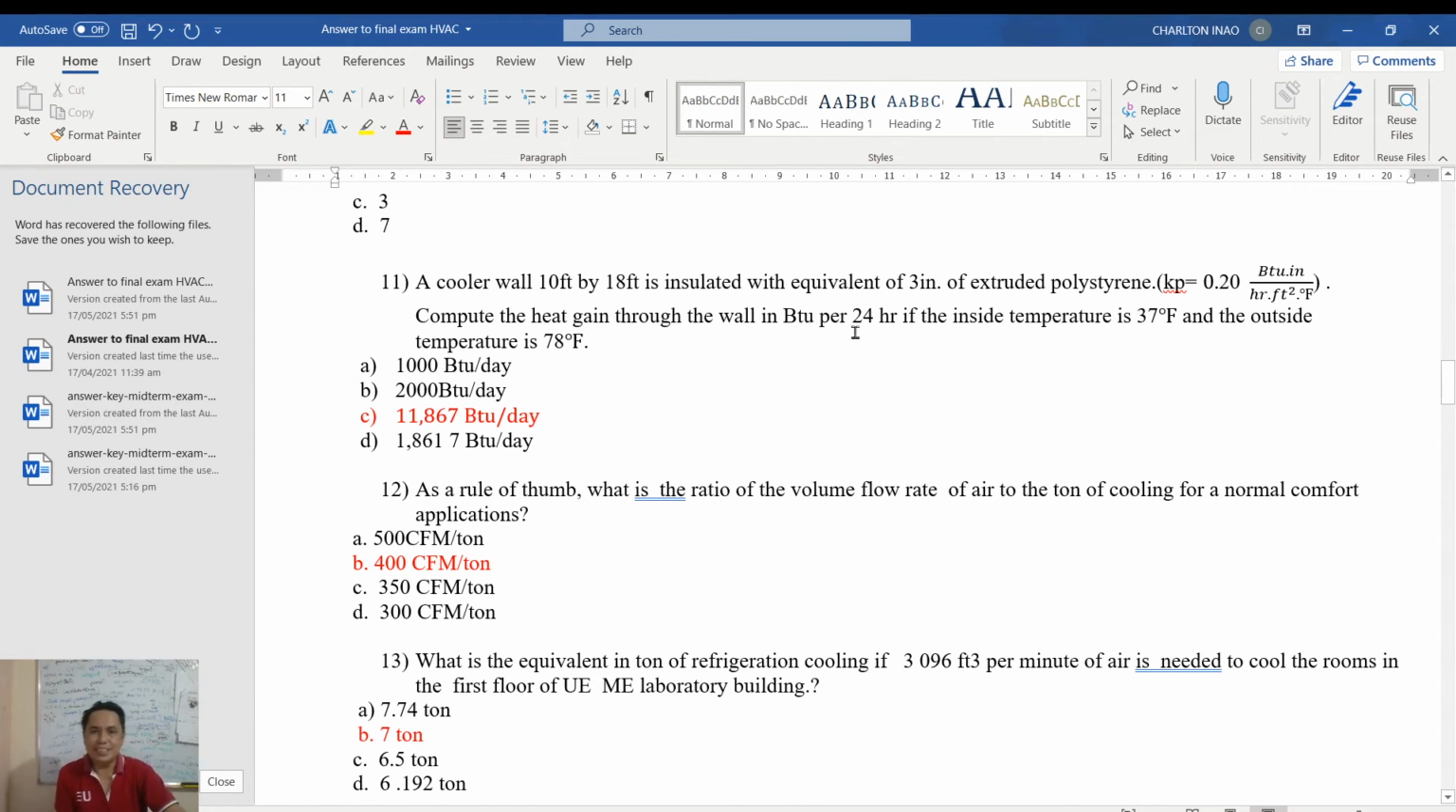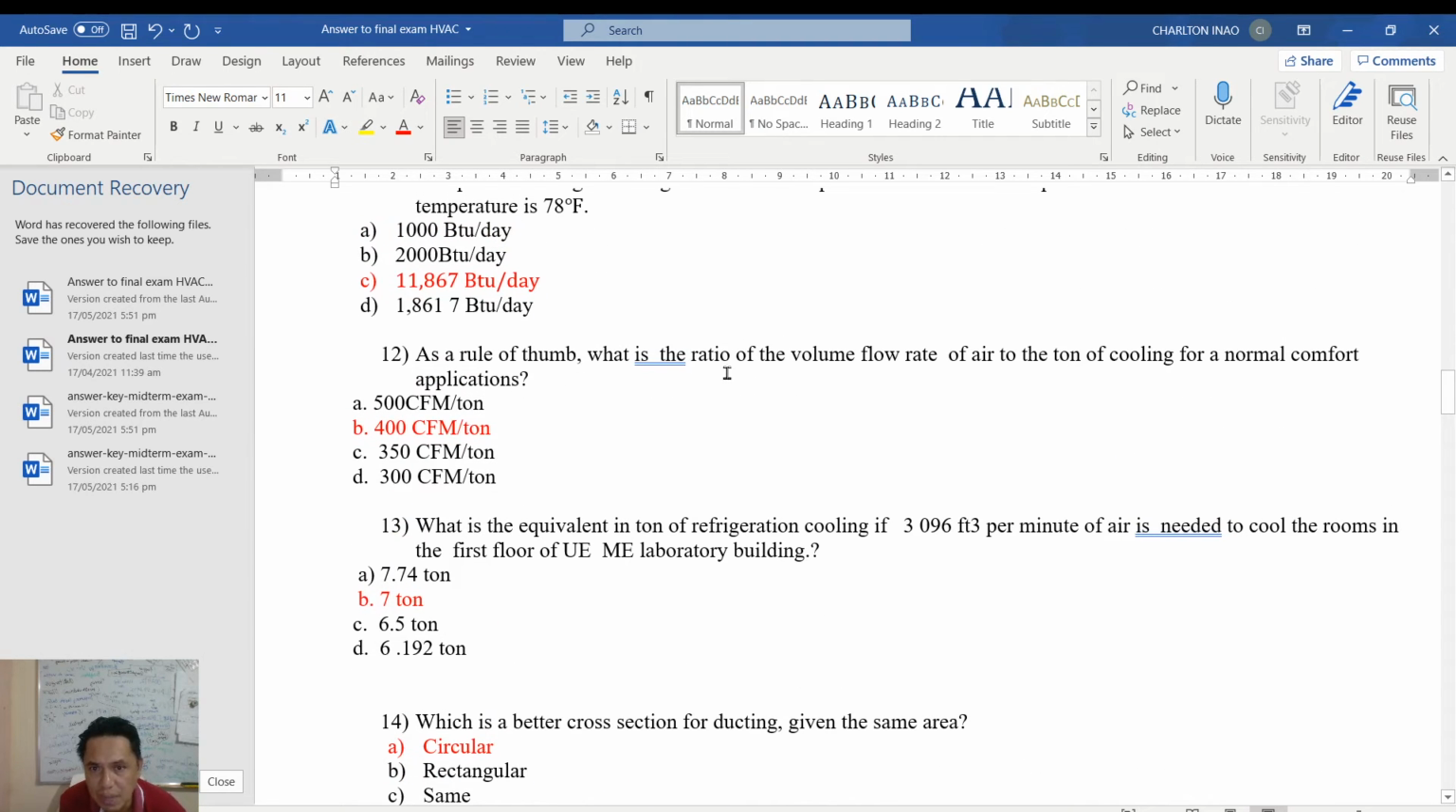10 feet by 18 feet installed with the equivalent 3 inches of extruded polystyrene. Proportional gain is 0.2 BTU per inch per hour square feet degree Fahrenheit. And then these are the choices. So it says 11,867 BTU.